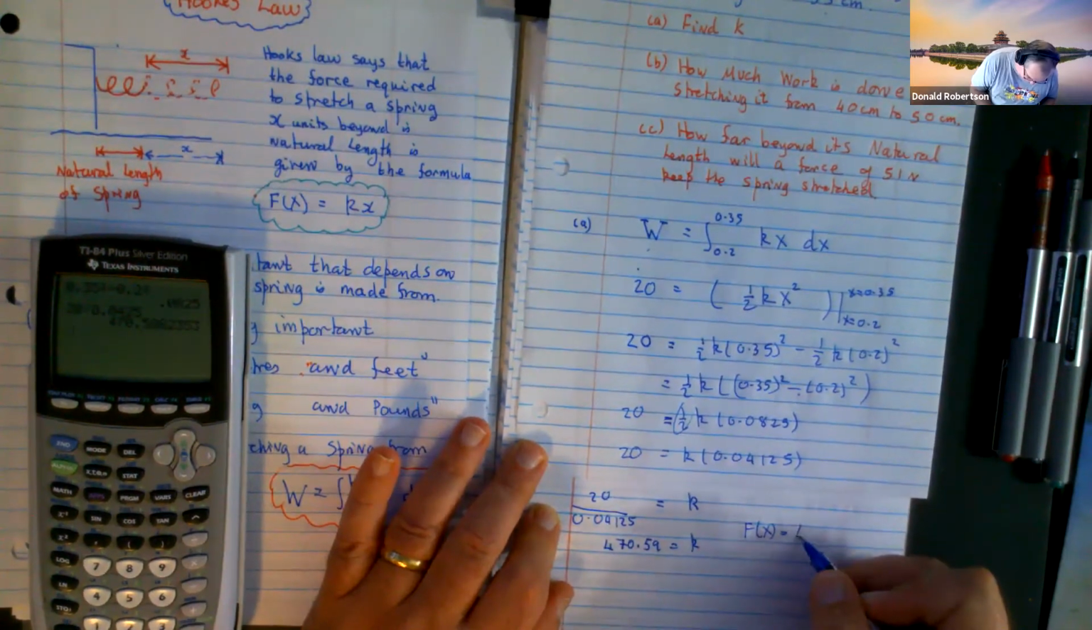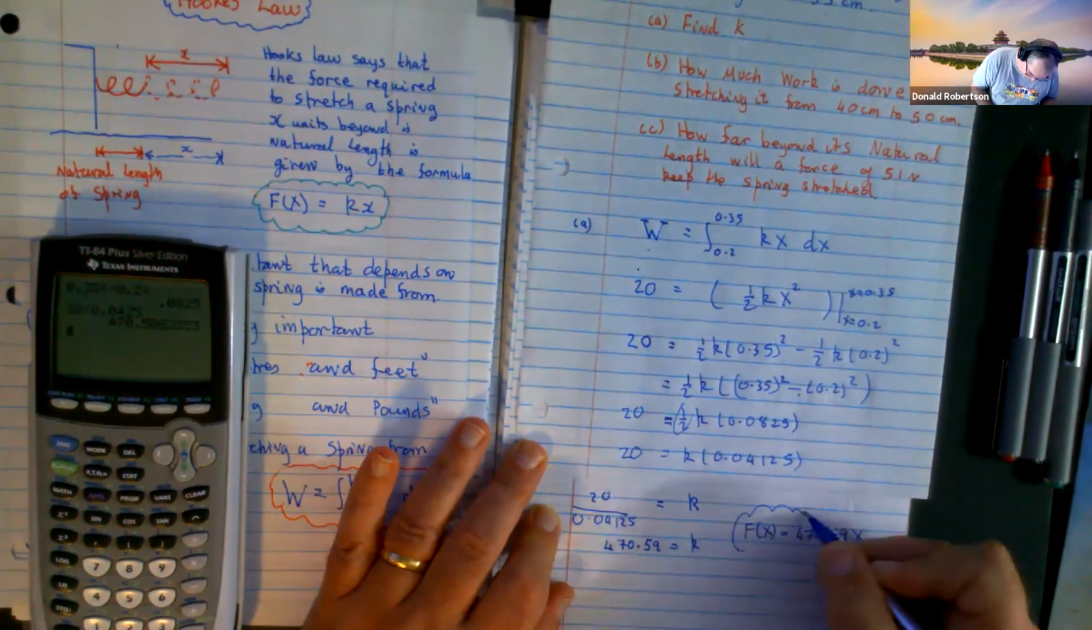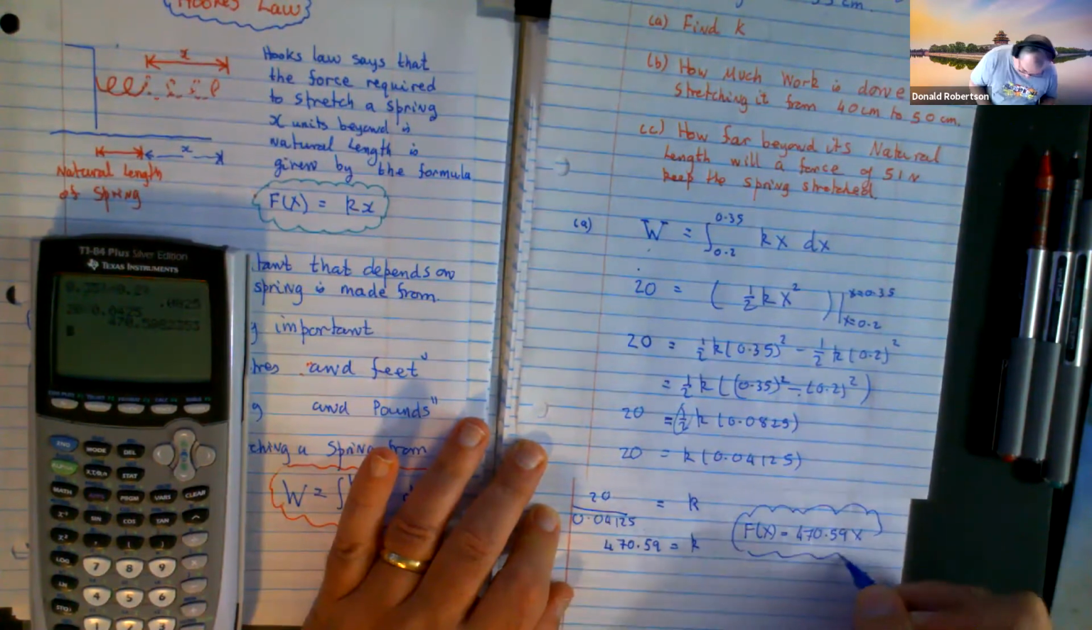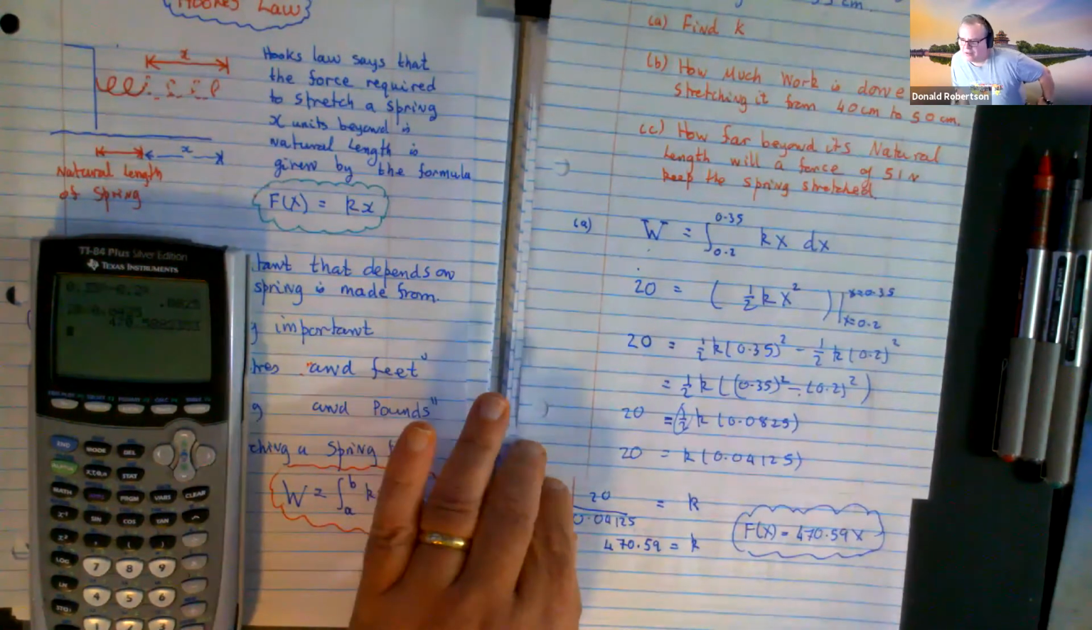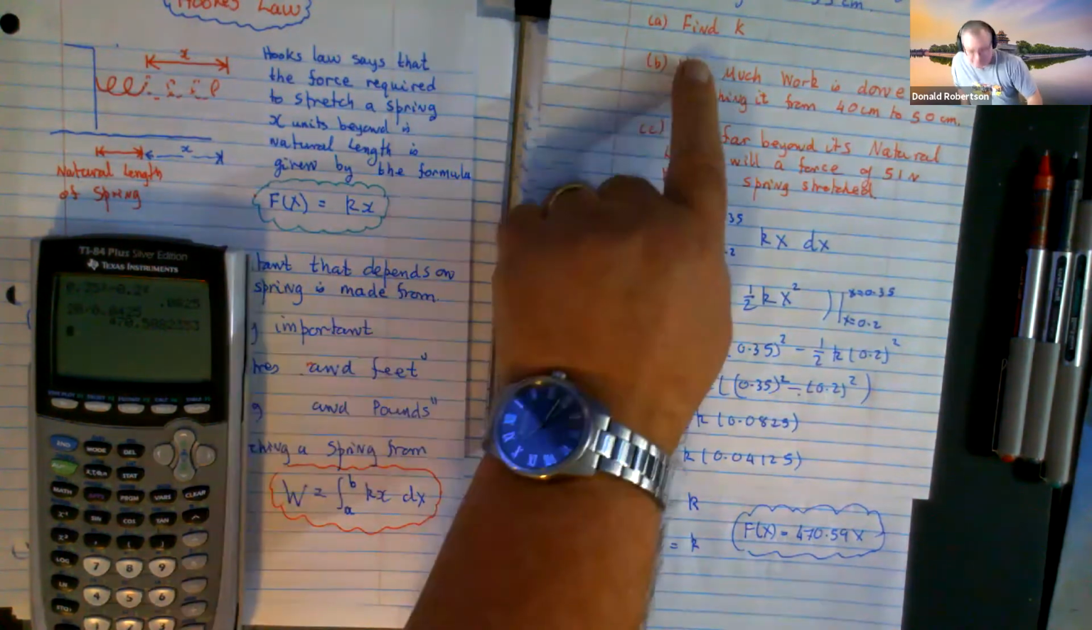It's 470.59x. Not very pretty answer, would you agree? But if you've ever done engineering or any of the physics classes, do you ever get 4 pi? Don't you just get horrible answers, decimals everywhere? That's just what real life is like. So I guess I shouldn't be too surprised. Now, all we've done right now is question A.